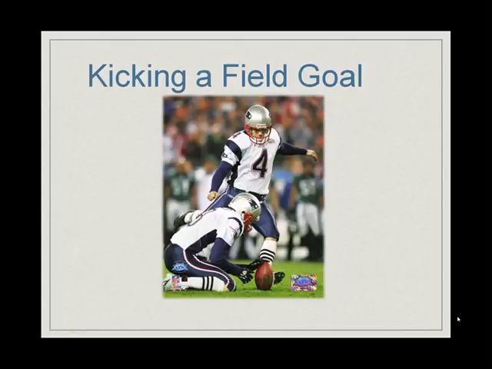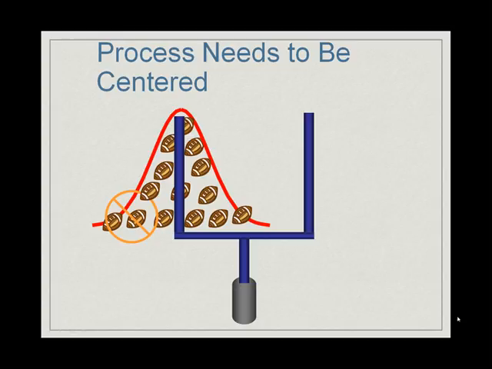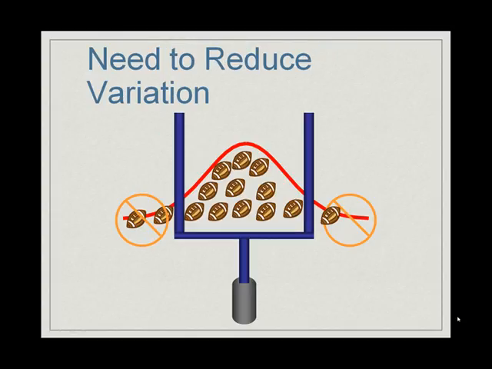Another way to think about it is thinking about kicking a field goal. Here you can see the distribution of where the footballs land over successive kicks. If you were to look at this distribution of footballs, you'd actually say that the kicker needs to center their process. They need to move towards the right. However, in this example, we see that the tails of the distribution are outside of the goalpost. So here, they need to work on reducing variation.